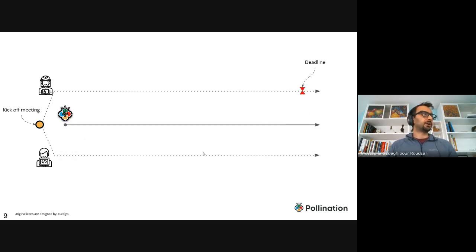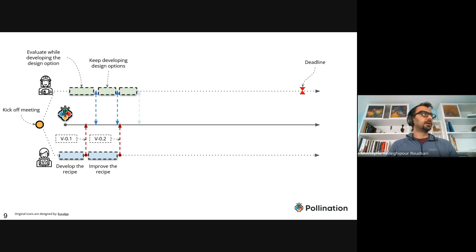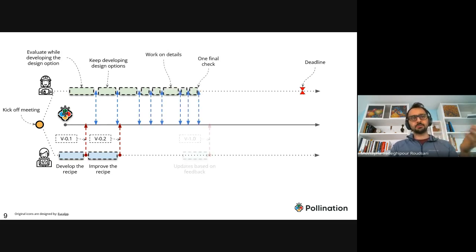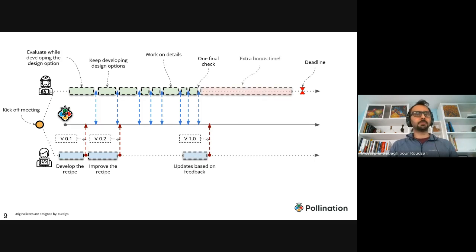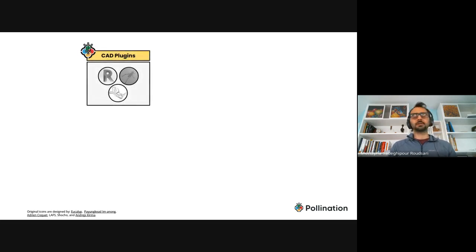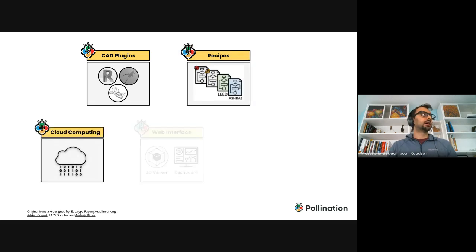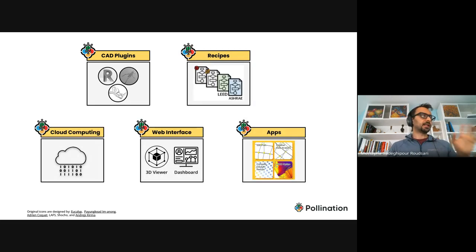So this is how Pollination works. That helps you with the process. In a way, you can deploy your solutions. It used to be recipes, and now we have also apps, and people can use it directly from their side without the need to talk to a human or send files. To make that possible, we have developed 5 different technologies: CAD plugins, recipes, cloud computing, web interface, and apps.